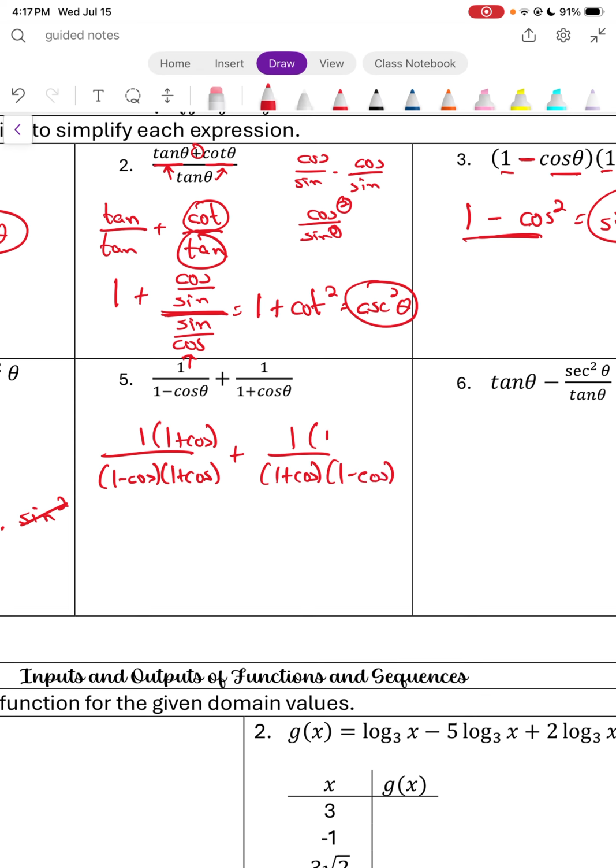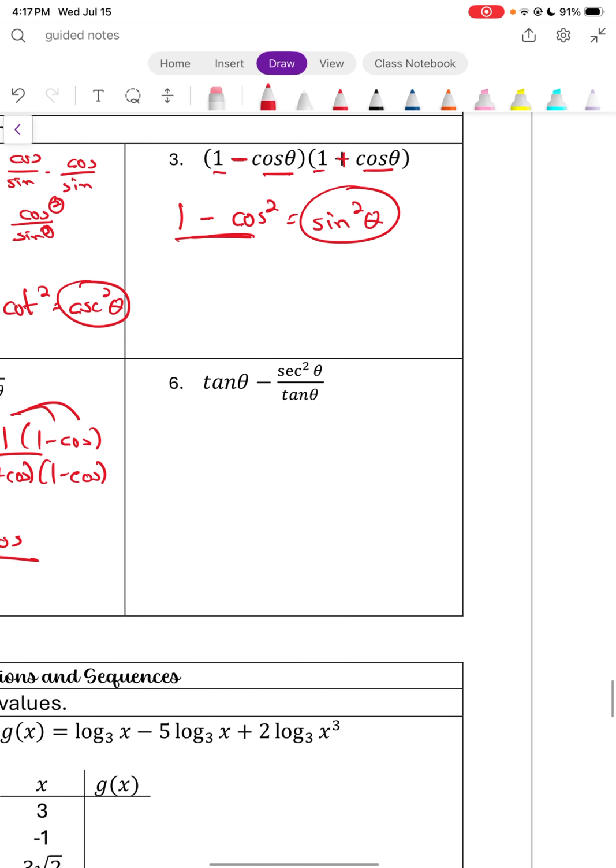So now I have common denominators. I made the bottoms the same. On top, I'm going to clean it up. I have 1 times both of these will be 1 plus cosine, plus 1 times both of these will be 1 minus cosine, all over. Now I'm going to go ahead, you don't have to, but I'm going to go ahead and multiply those bottoms together since they are conjugates.